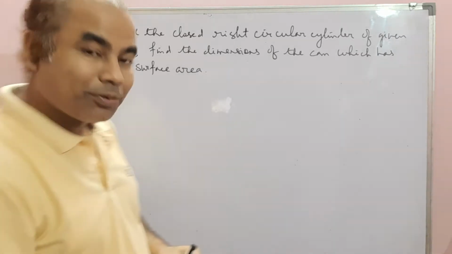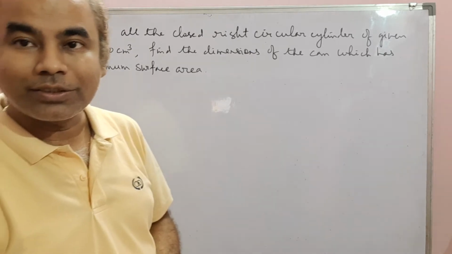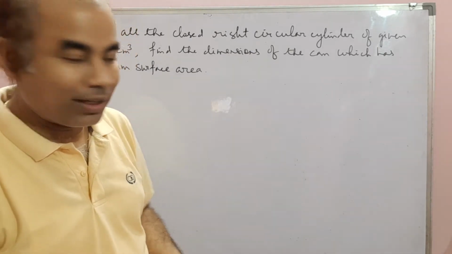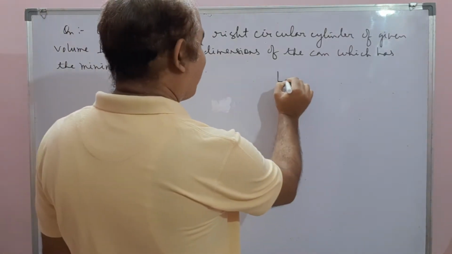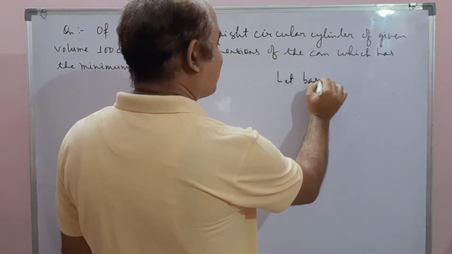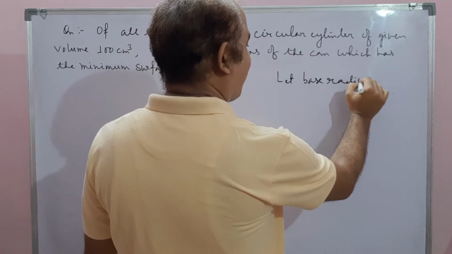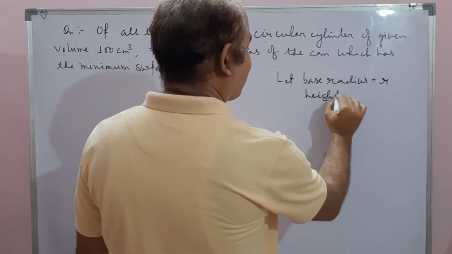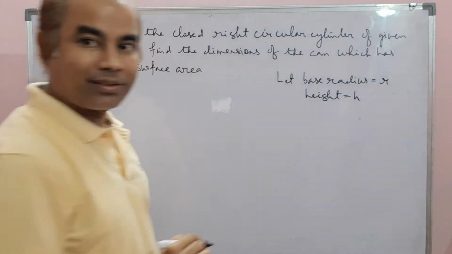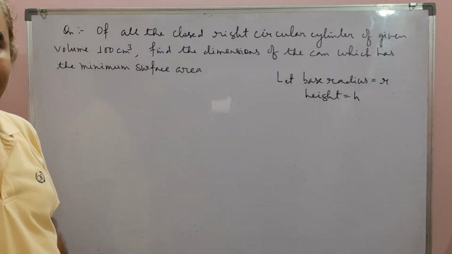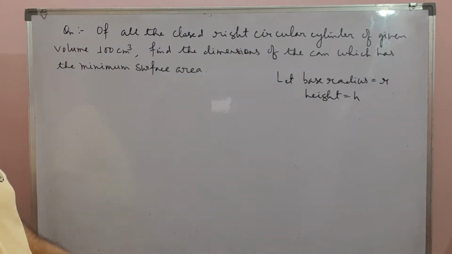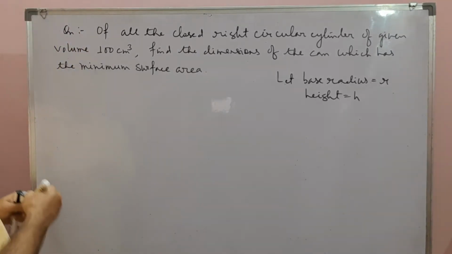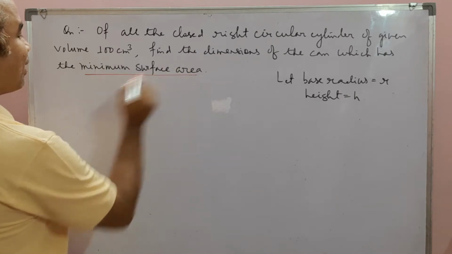That means here, all of you know, in a cylinder there are two dimensions. One is base radius, one is height. So suppose we take the base radius as r and height as h. Here what is the function? If you observe the question, it asks for the minimum surface area.